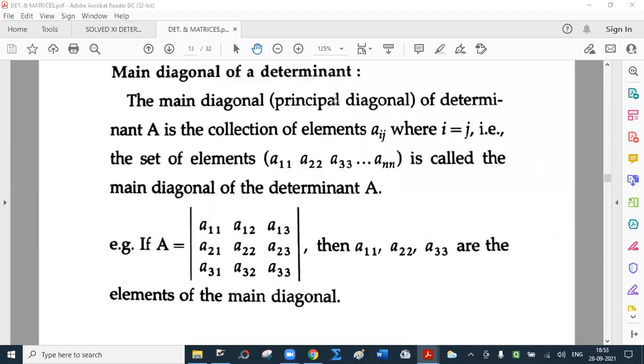Now, main diagonal of a determinant. The main diagonal, that is principal diagonal of determinant A, is the collection of elements Aij where i equal to j. Otherwise you may say this is another diagonal, because a square has two diagonals. We are interested in this diagonal for which i equal to j. Okay. So it is the main diagonal.